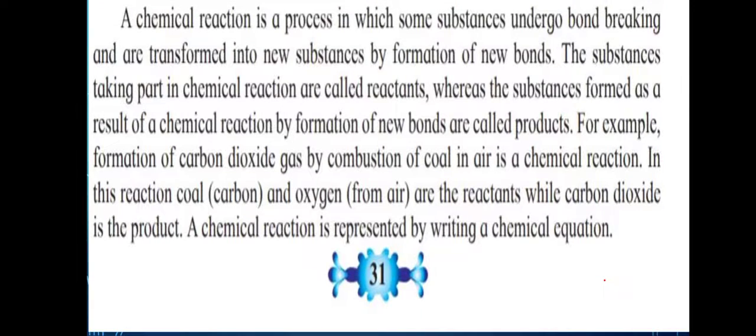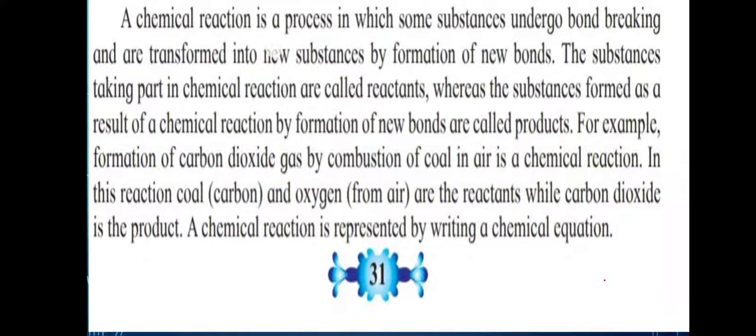A chemical reaction is a process in which some substances... After that, in your textbook they gave one experiment regarding the physical change and the chemical change, you will see. Otherwise it will be taken by your science teacher in your science lab also. You may just read that one. After that, for chemical reaction, they give the definition.